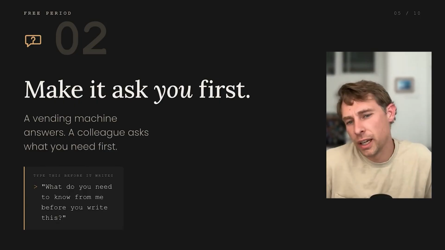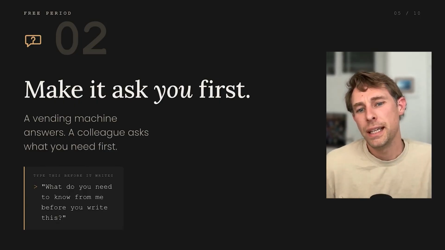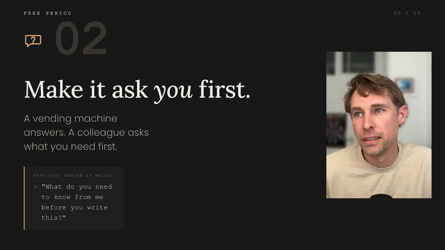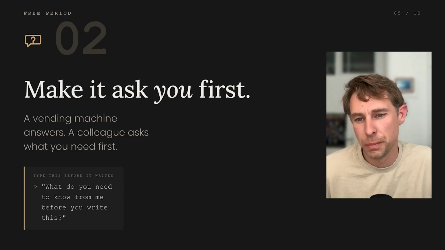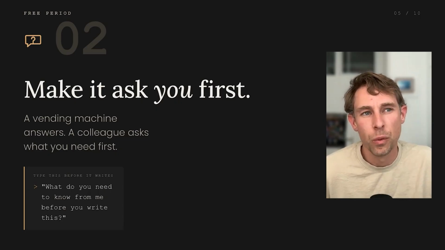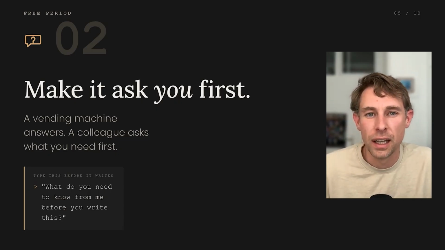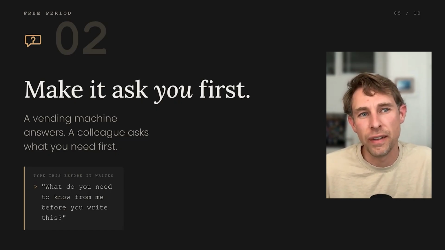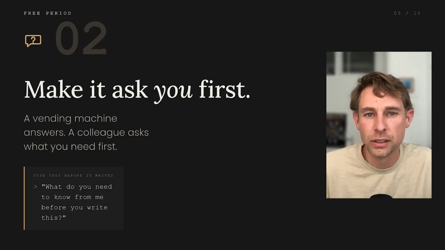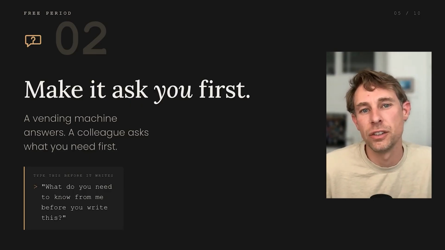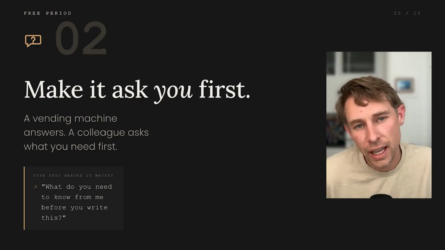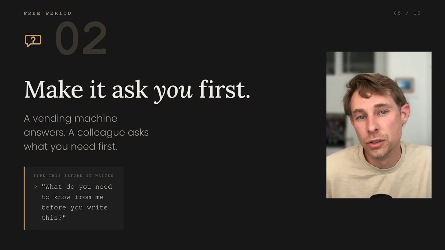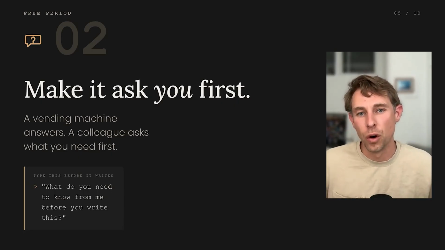The second shift I want you to think about is make it ask you first. What I mean by this is that oftentimes when we're treating it like a vending machine, we just expect it to regurgitate an answer. But one of the best ways to use AI and these LLMs is, instead of asking for an output or a response or an answer, to have it ask you questions. Ask it for context. Ask it to elaborate on the things inside your head that you need to do, in order to help it run more optimally.